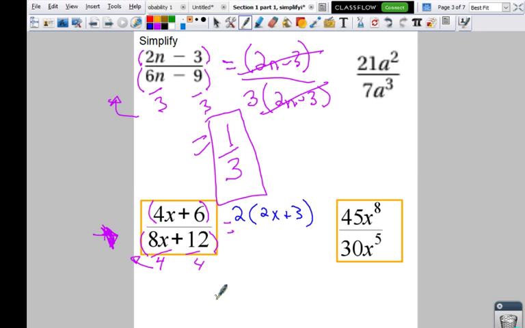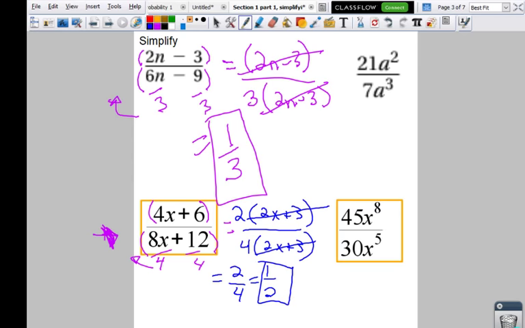So you can't get them right away. And then the bottom one, we're going to take out a 4, which we already looked at. 4, 2x plus 3. Okay? And when we do this, the 2x plus 3's cancel out, right? And I'm left with 2 over 4. But we're not quite done because we got to reduce it one more time. 2 over 4 is really 1/2. So this whole thing is really just 1/2.